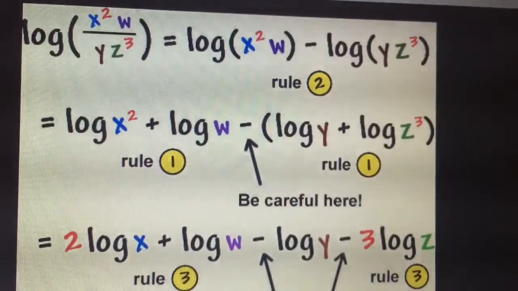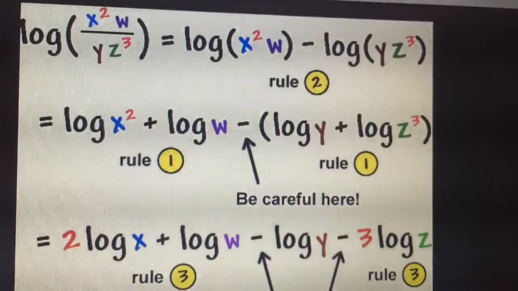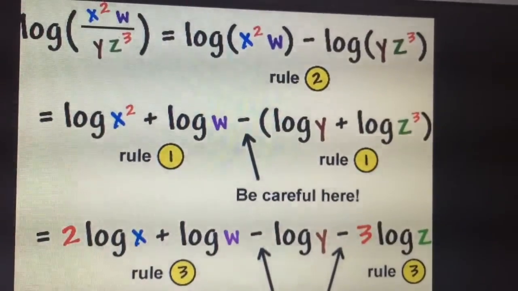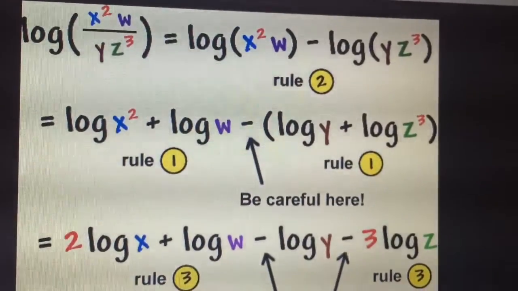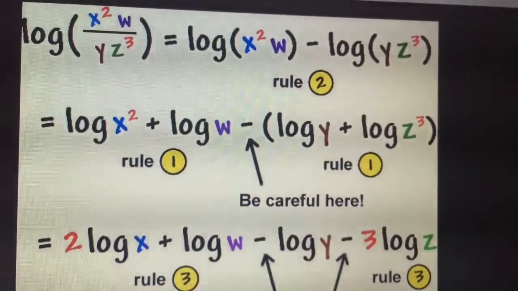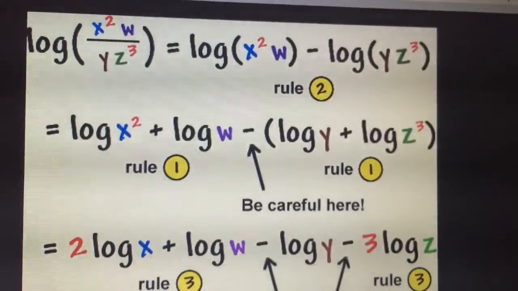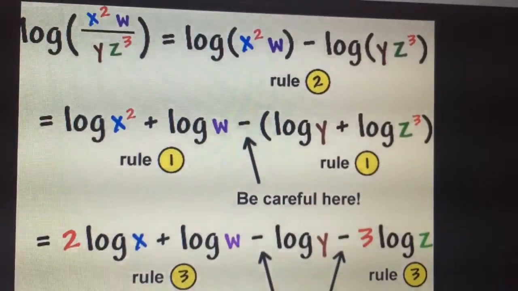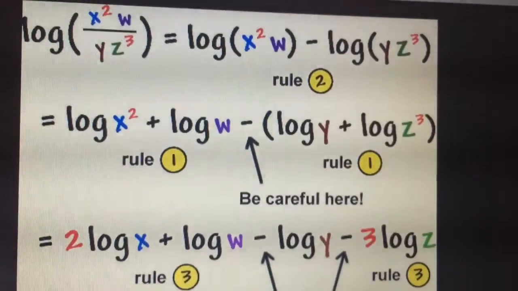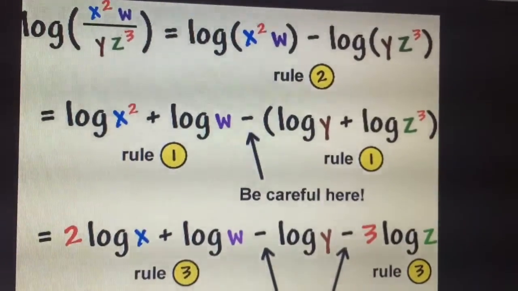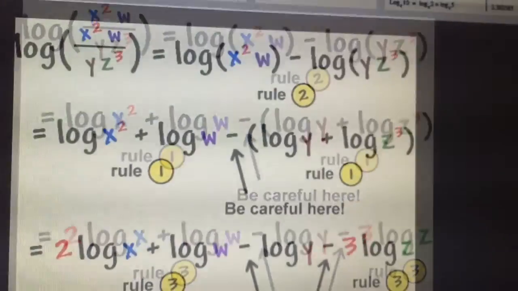So write out log x squared and then write out log w. Then you're going to want to continue on from there and do the same thing: log y plus log z to the third power. Then you're going to want to change the exponents into bases. So in the problem before, it says log to the second power, so you put the 2 in front of the log. Then the next step is that you change the plus sign to a negative sign, and then put the log z to the third power. You're going to put the 3 in front of the log.